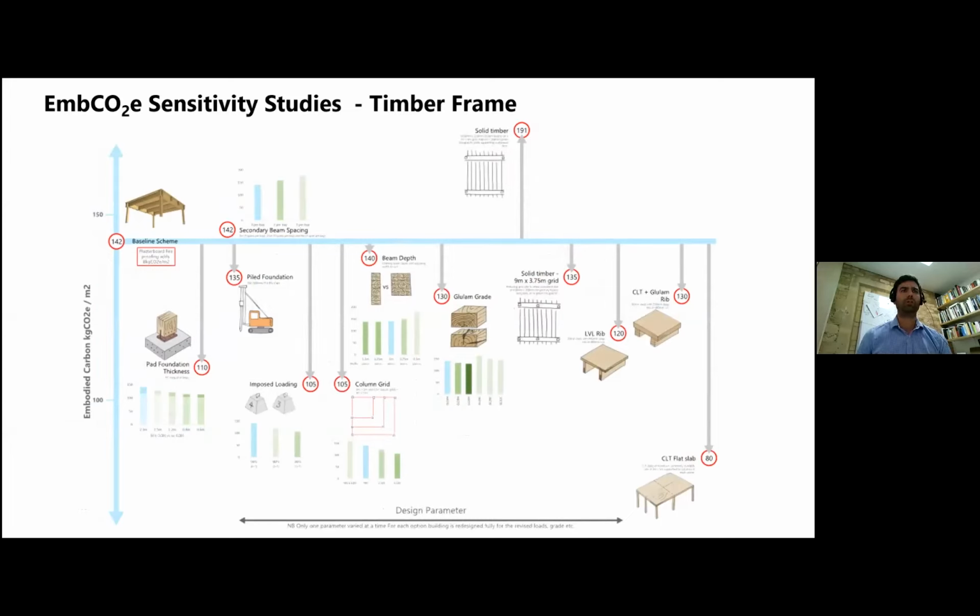And once again, we took an approach very much of, just because it's a timber structure doesn't mean to say that this is as good as we can make it. Again, looking at how we can optimize the structure, the different systems, and the different approaches to that. Looking at foundation thickness, looking at imposed loads and column grids, looking at different solutions of different types of timber products, and seeing how these can improve or reduce the embodied carbon of the overall structural frame.